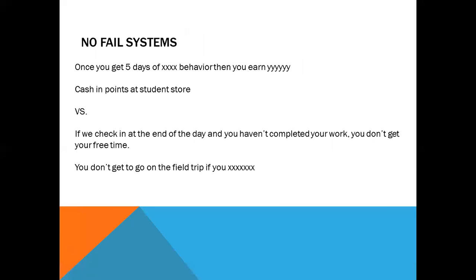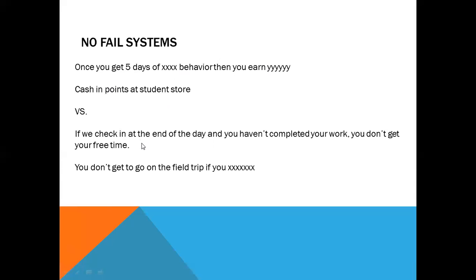Something to think about, some students don't do well when they don't meet a goal and don't get a reward, and so thinking about some no-fail systems. A no-fail system might be once you get 5 days of turning in your homework, then you earn whatever it is you want. So the student never experiences something where it's like, oh, you don't get your reward, you didn't meet the goal. It's like, oh, nope, we're just going to continue working on it until you get there. Or with like a student store system, as soon as you save up those points, you can cash them in. So it's very positive based, there's no fail.